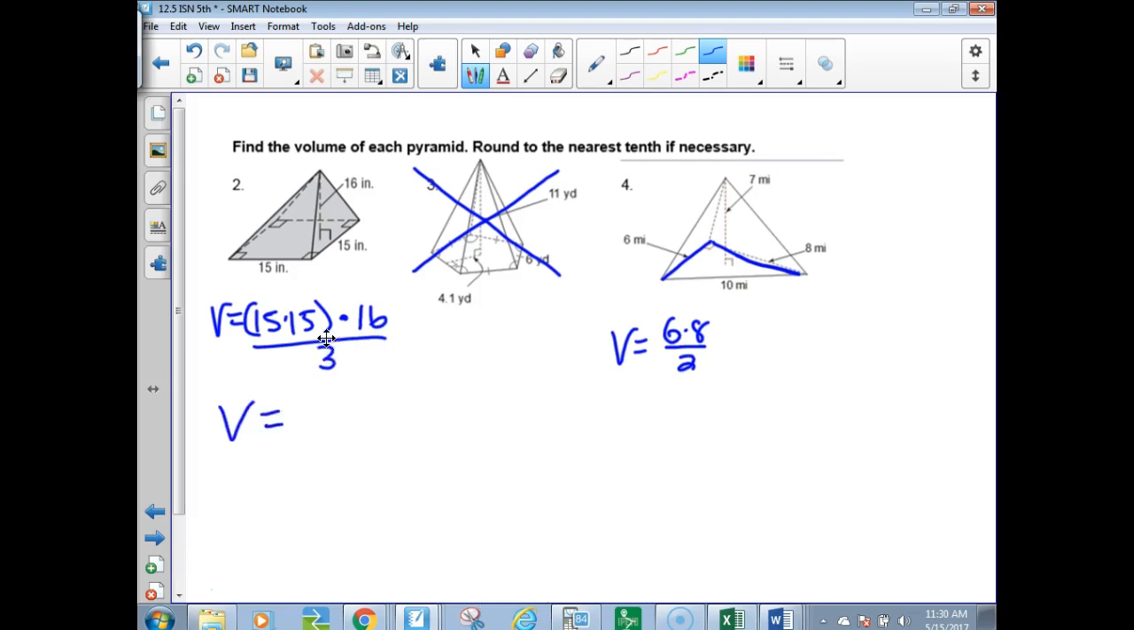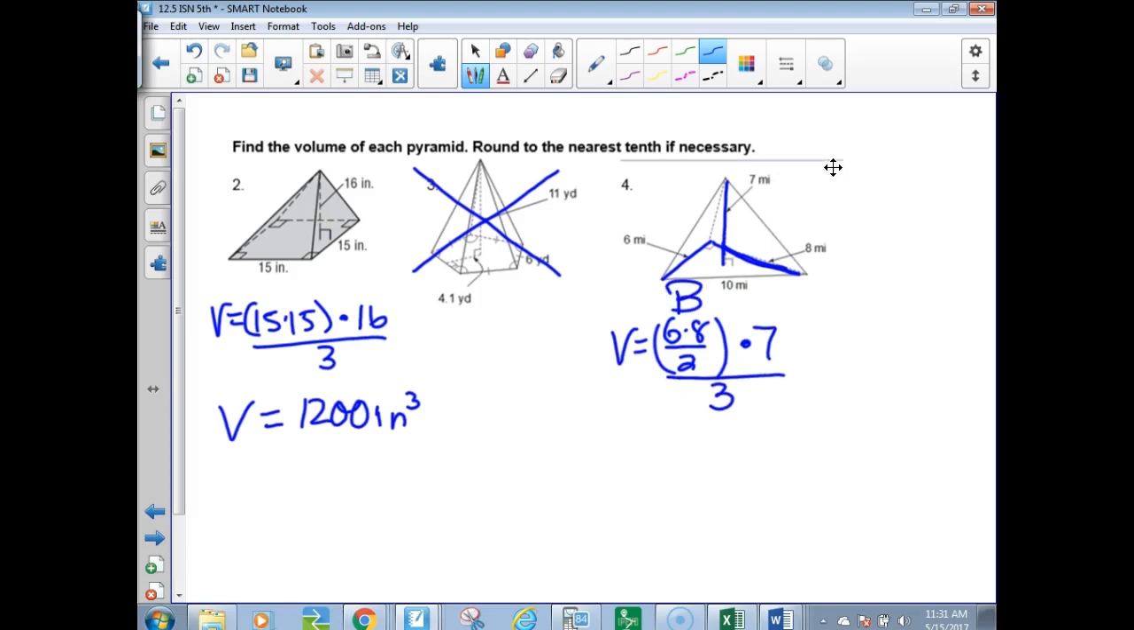We already had done this problem earlier. So did anybody go ahead and calculate that? Wanted to tell me what it was? What was that? The 1200 cubic inches? Yeah, we had that one on our worksheet. This one has a triangular base, so it would be 6 times 8 divided by 2 for the base area. Then you would multiply by the height of 7 and divide that by 3.